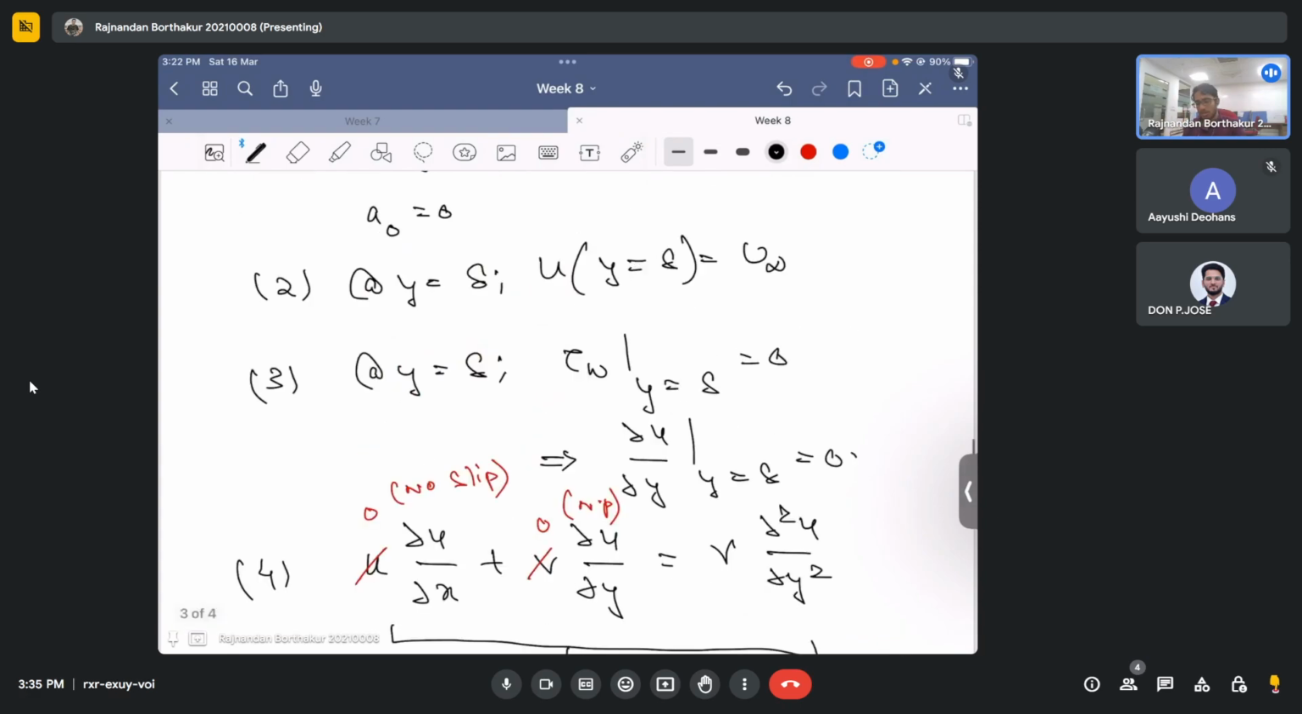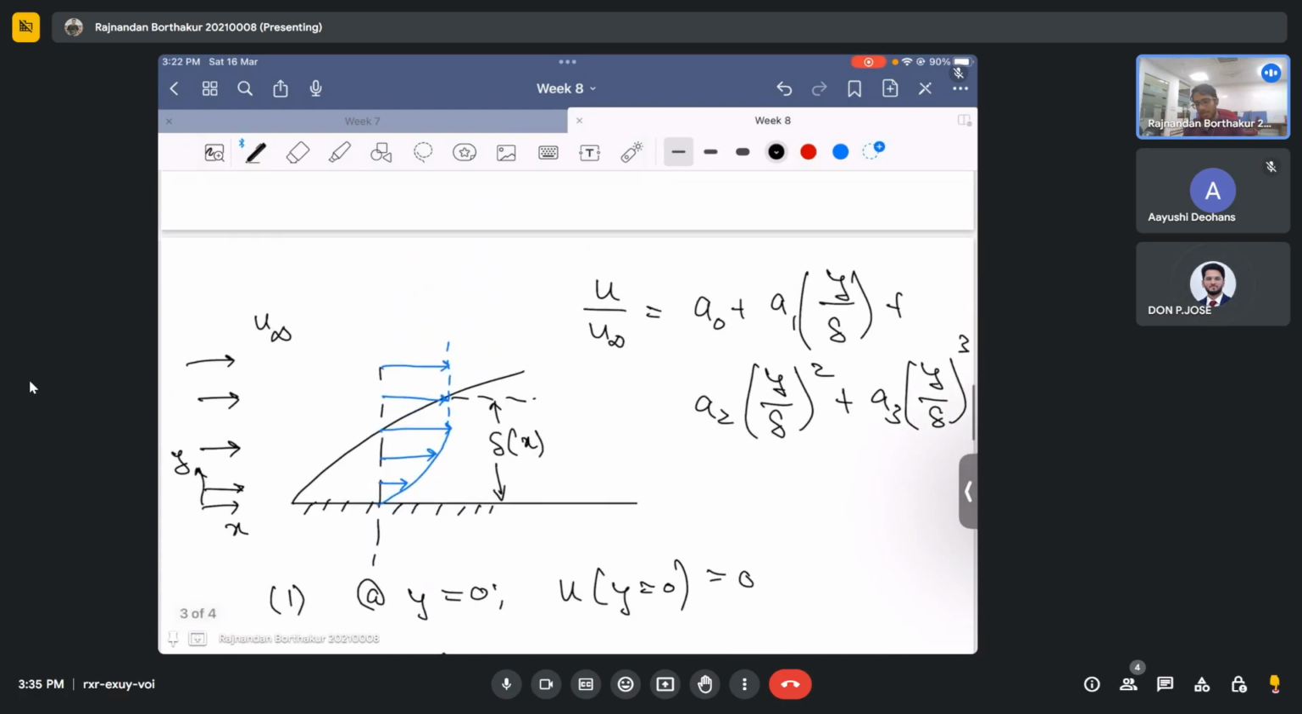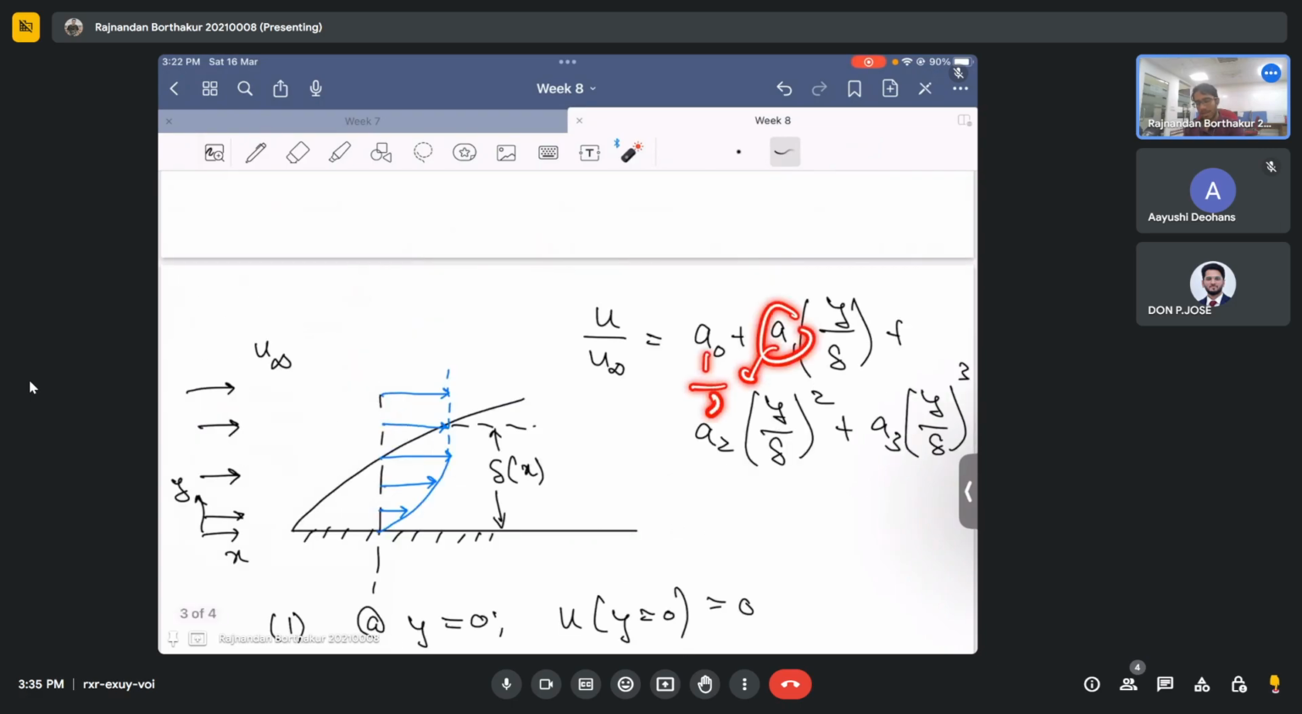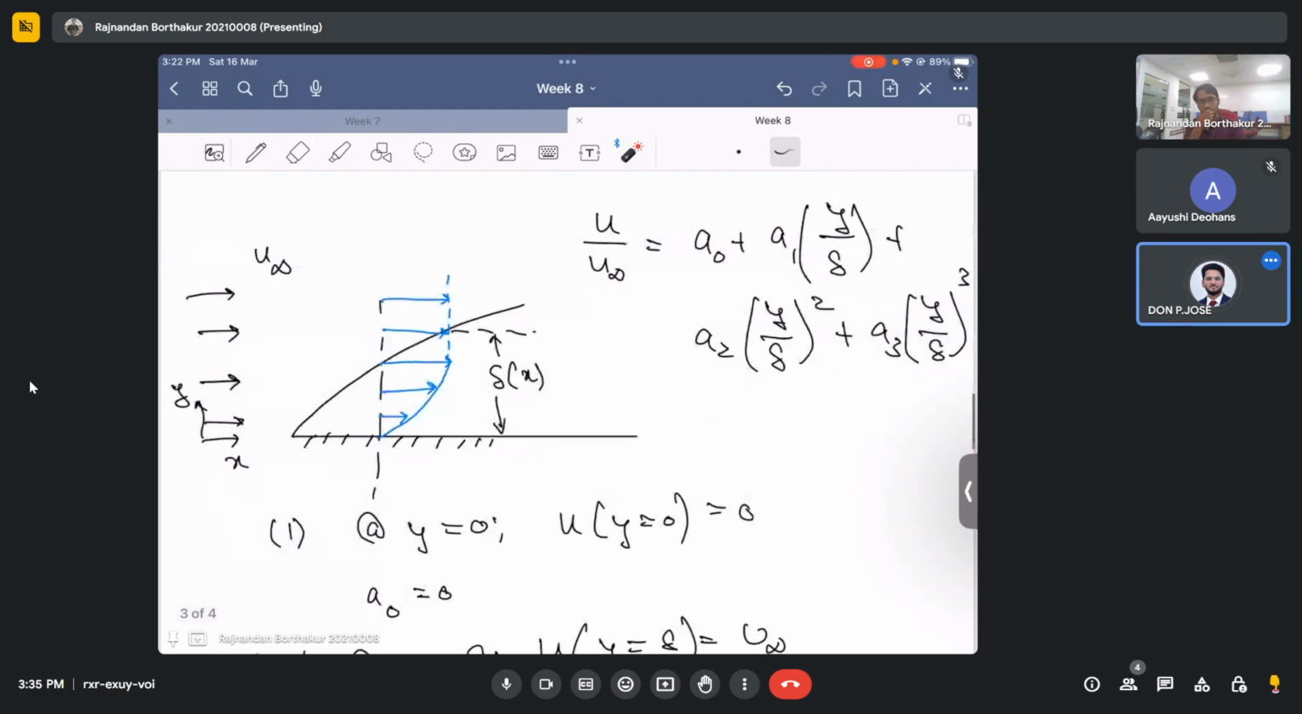If we use these 4 conditions, you will see that a2 will come out to be 0, a0 will come out to be 0, a1 will come out to be equal to half, and a3 will come out to be equal to minus 3 by 2. So that's the idea. This is how an approximated velocity profile is obtained.